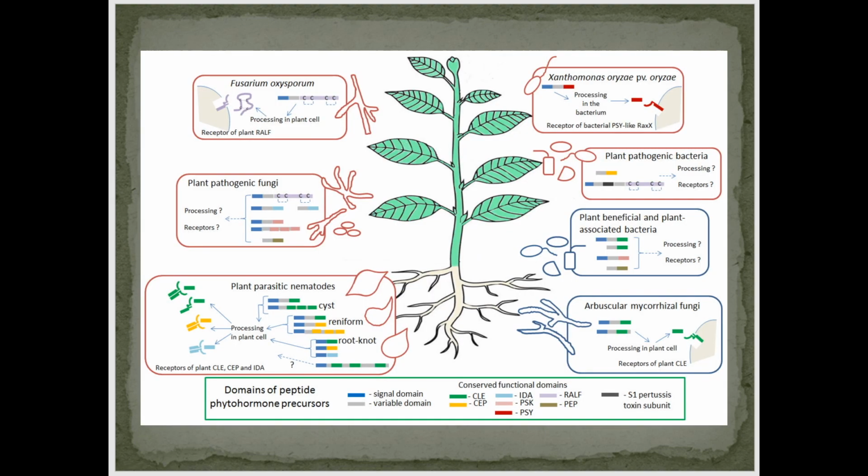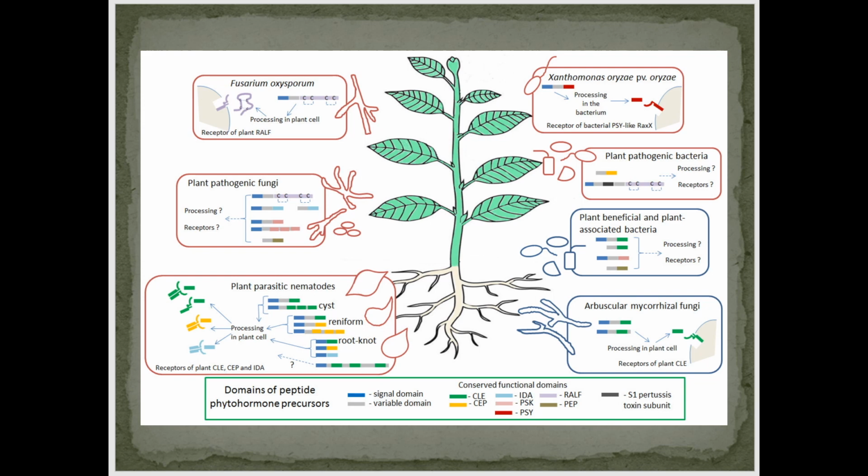Some microorganisms can produce peptide phytohormone precursors. The blue line indicates signal dominance. Examples include Fusarium, a plant pathogenic fungus, and Xanthomonas oryzae, a plant pathogenic bacterium, as well as plant-beneficial associated bacteria. Some, like VAM, vesicular arbuscular mycorrhiza, are fungi. The arbuscular mycorrhiza is root associated, while cyst or reniform nematodes and root knots are pathogens of plants, and some enhance the growth and metabolism of the plant.